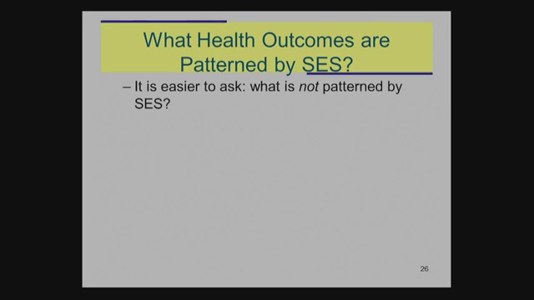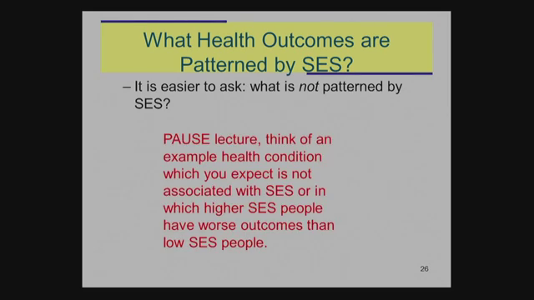So at this point, I'm going to pause and suggest that you stop and think about whether there are any outcomes that you can think of in which you do not expect a socioeconomic gradient, and what are those outcomes? What are the circumstances under which you might not see a social pattern? So I'll stop here for a couple minutes.